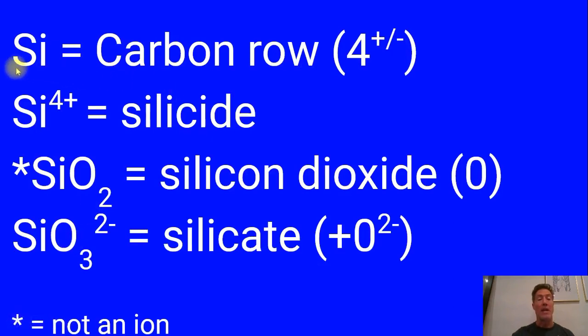Okay, silicon. Again, silicon, like carbon, would form +4 or -4. The oxide is called silicide. It makes a dioxide, just like carbon dioxide, known as silicon dioxide. This has a 0 charge, and this is not an ion. So a little asterisk here, it's not an ion. But if you thought about silicate as an oxygen being shoved into the silicon dioxide, it would give it a -2 charge, which is what silicate does have. So if you can remember those, you can get carbonate and silicate as CO3 with a -2 charge or an SiO3 with a -2 charge.